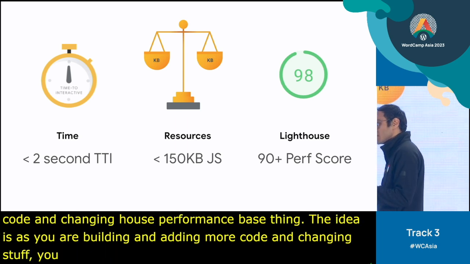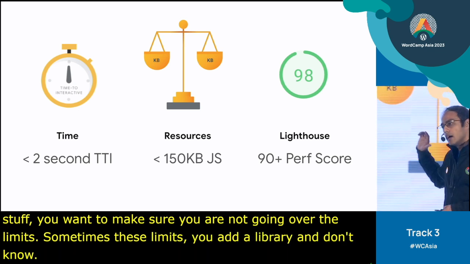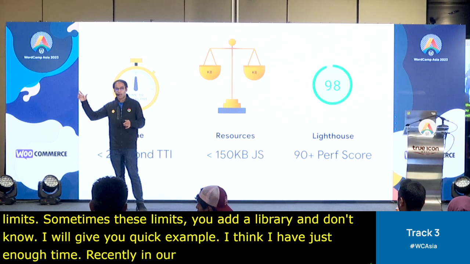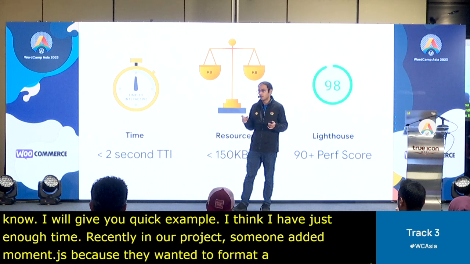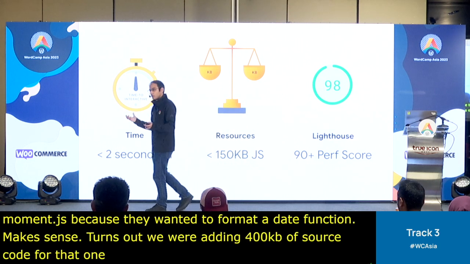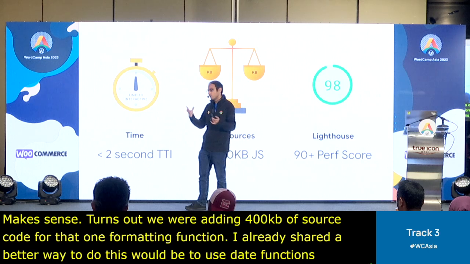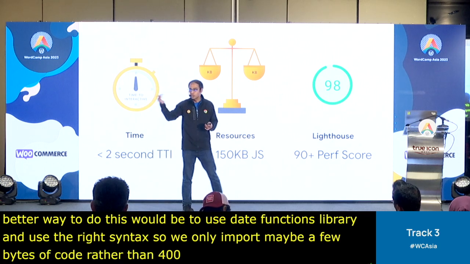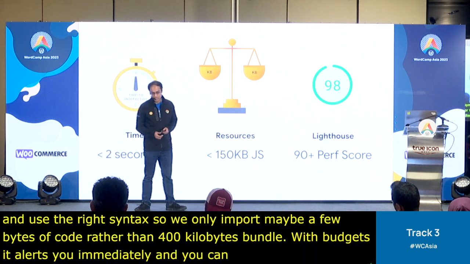Because sometimes with these limits, you just add a library and you don't know. I'll give you a quick example here. I think I have just enough time. Recently, in our project, somebody added moment.js because they wanted to format a date function. All right, makes sense. But it turns out that we were adding 400 kilobytes of source code for that one formatting function. Now, a better way to do this would be to use the date functions library and use the right syntax so that we only import maybe a few bytes of code rather than a 400 kilobyte bundle, right? So with budgets, it alerts you immediately when you've done something like that, and you can investigate and see, oh, did we do something wrong? And then you can make corrections accordingly.